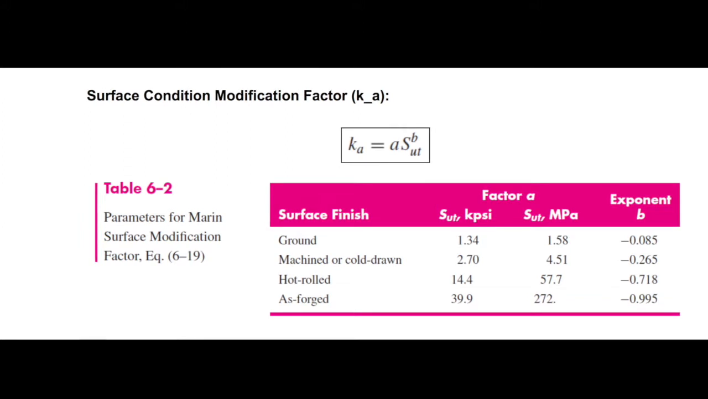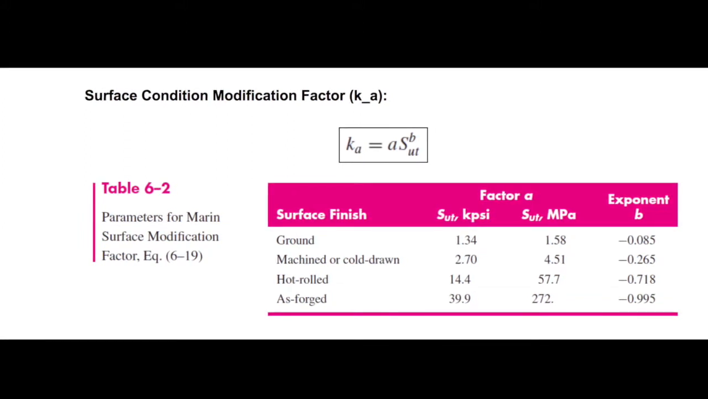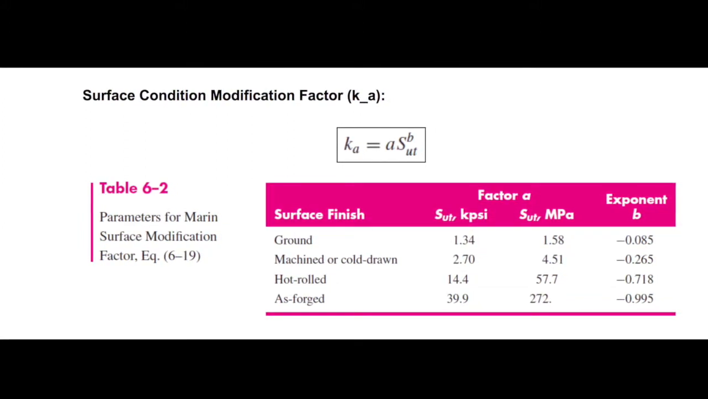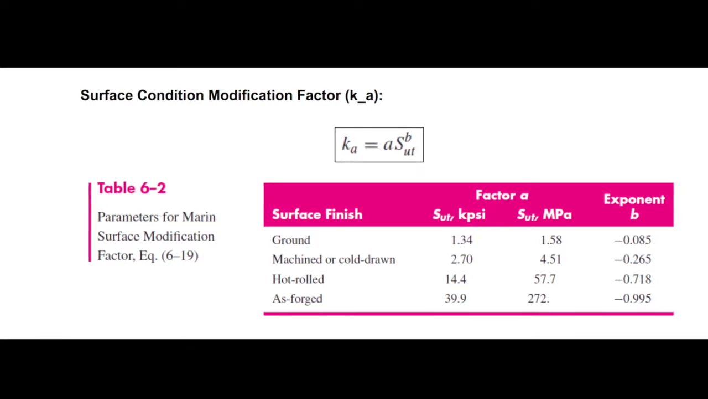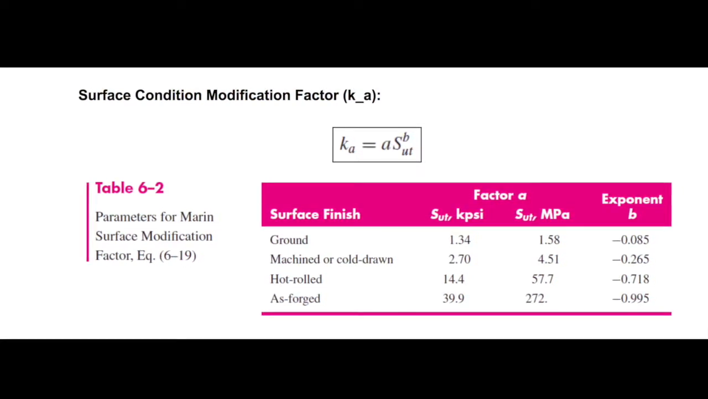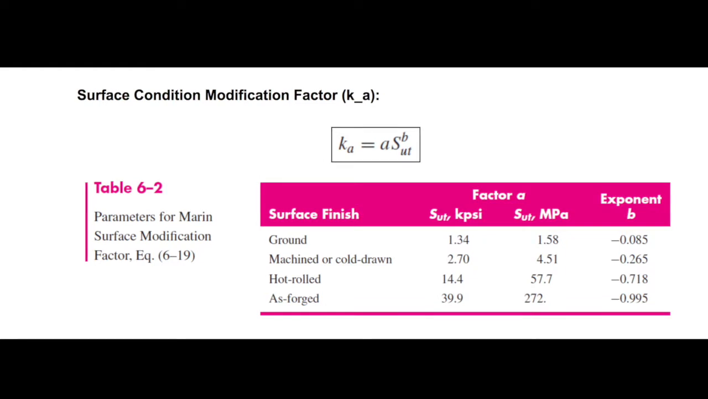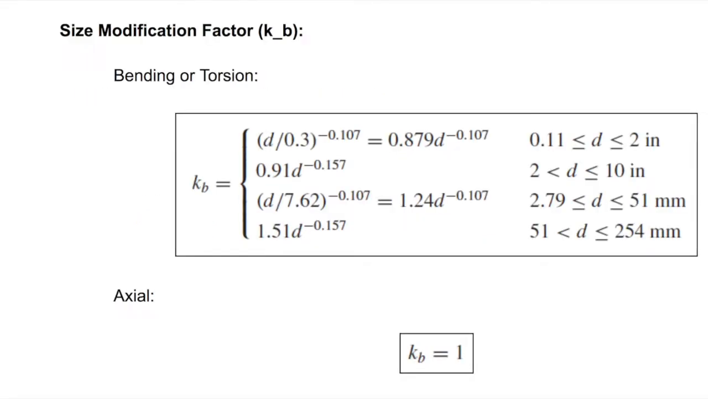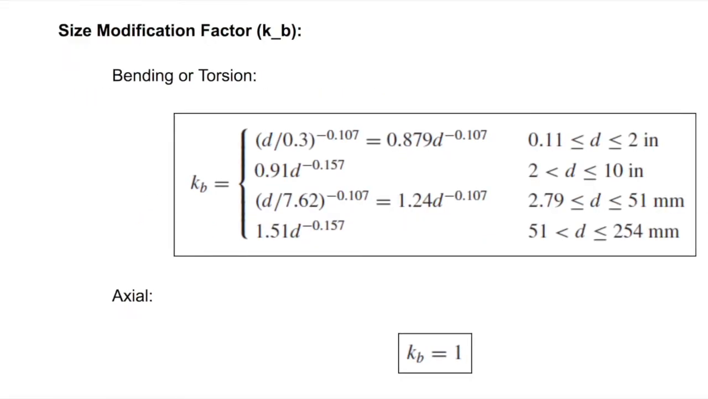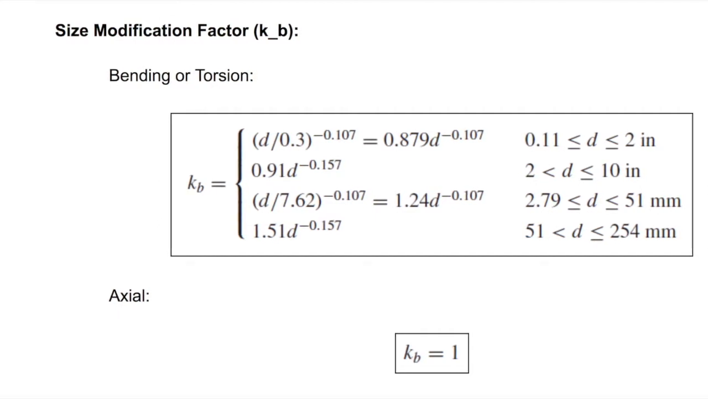Next is the surface modification factor K sub A. This captures the effect of imperfections on the surface, which decrease the strength of the component. Based on the manufacturing processes used during fabrication, you can refer to the below table to determine the coefficients required for the following equation.